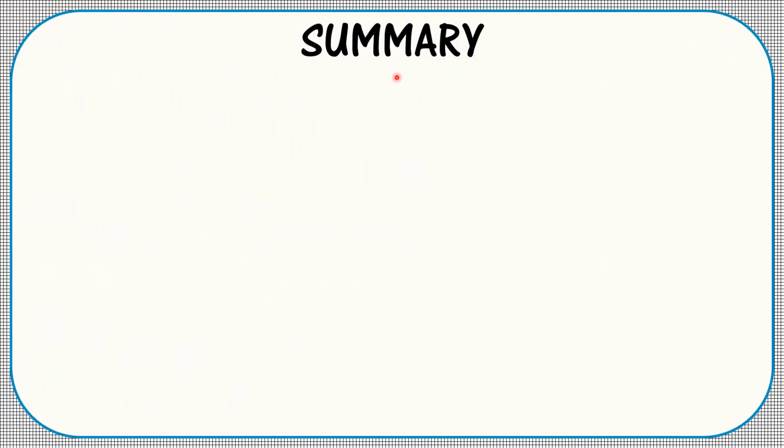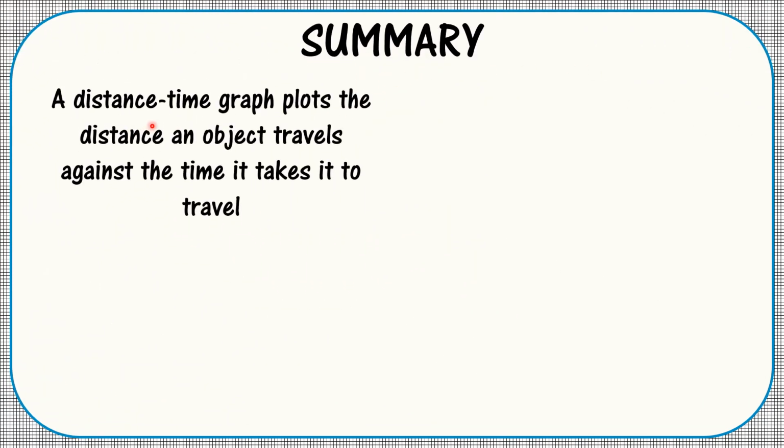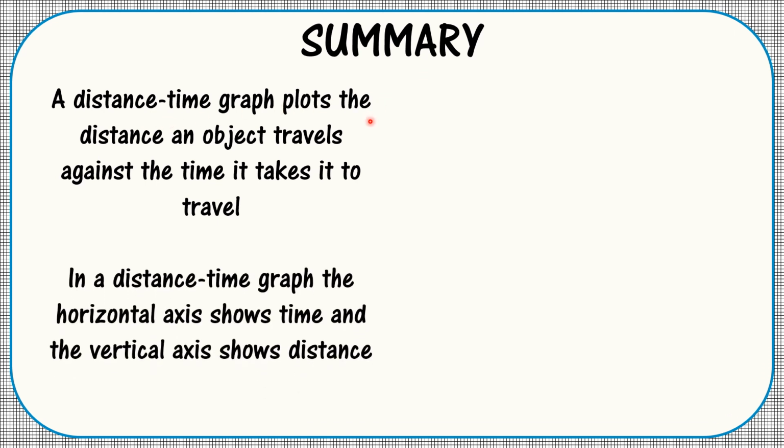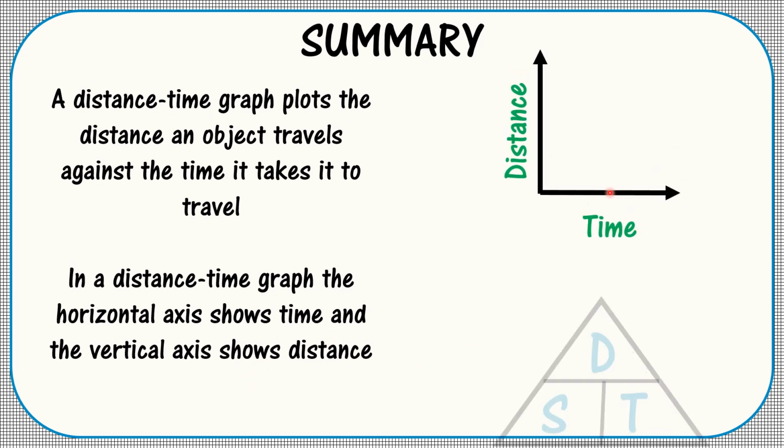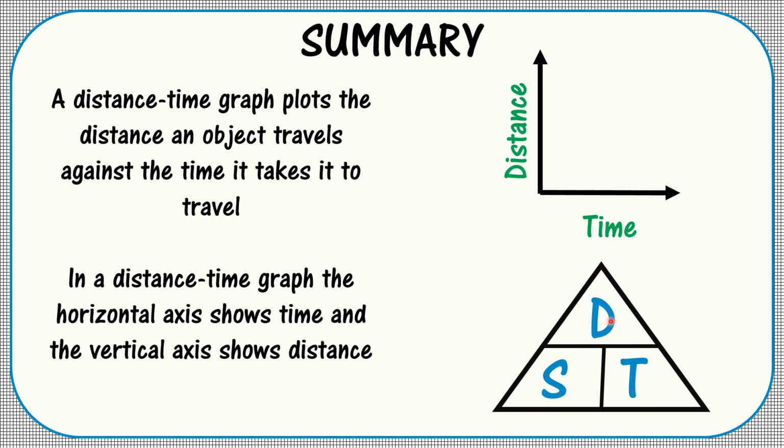This is a summary of what we have gone through today. We have gone through what a distance time graph is. We know that on a distance time graph, the horizontal axis shows us the time and the vertical axis shows us the distance as shown above. And we have also gone through the distance, speed, time triangle.